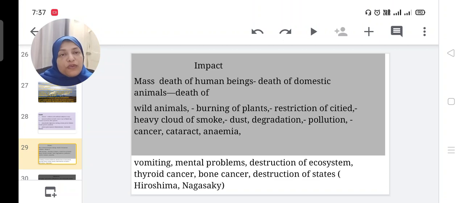After two weeks we will remember these issues: Hiroshima and Nagasaki, which happened in the World War in the month of August. So every August, in the first and second week, we observe the Hiroshima and Nagasaki incidents.